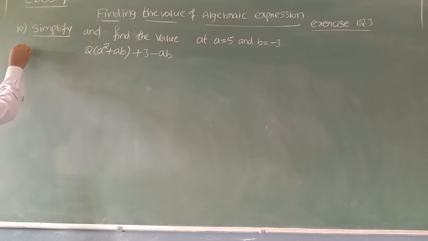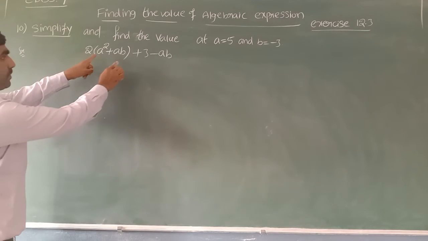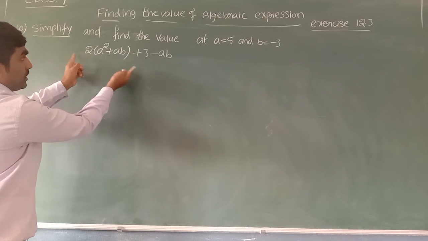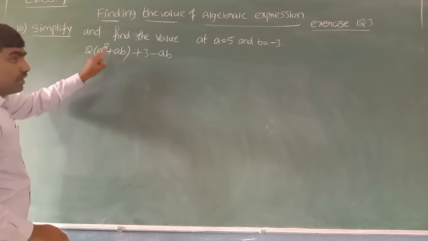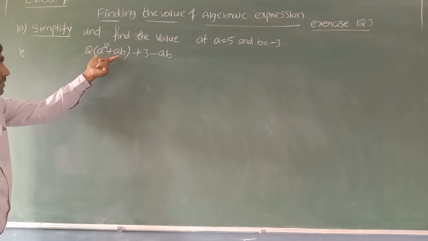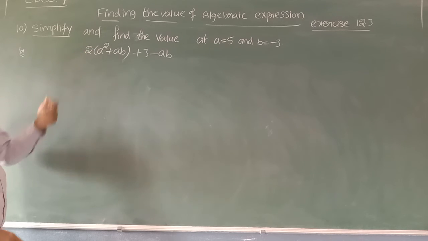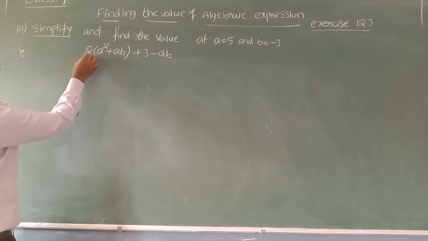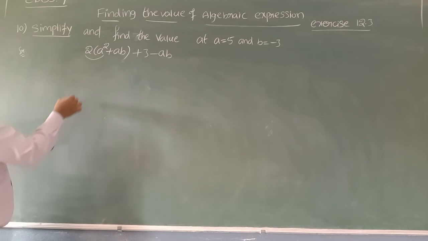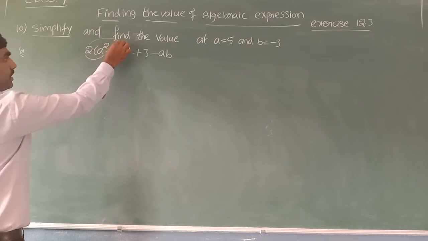See, how can I simplify this? First we have to open the bracket. So how can we open the bracket? Inside the bracket we have two terms. It is a binomial. Now multiply this binomial with the monomial. First multiply the monomial into the first term of the binomial, then multiply the monomial into the second term.